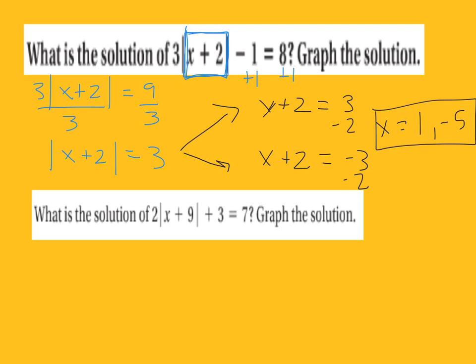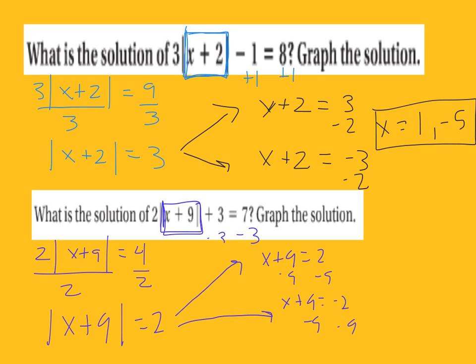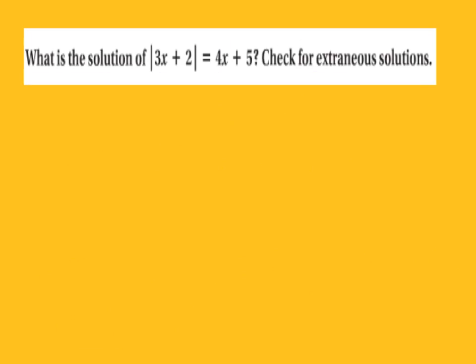I want you to pause the video and attempt the next problem by yourself. And you should have gotten that x is going to be equal to either -7 or -11. Again, you have to make sure to get your box, the absolute value, by itself before you can set up your two equations.